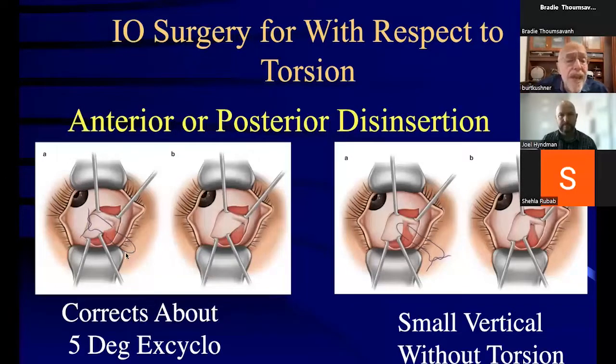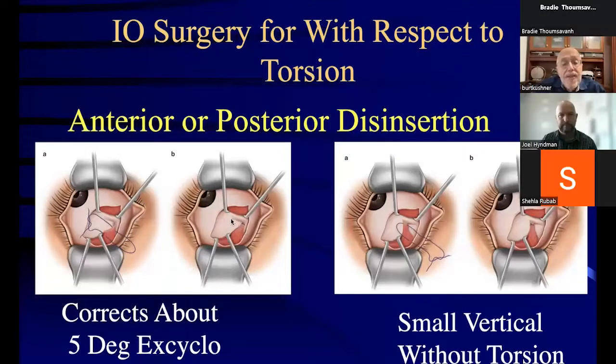So let's say you want to correct X-cyclo, but you don't want to weaken the elevating action of the inferior oblique. You can do this procedure, an anterior disinsertion, and this is how I do it. I first pass a suture through the anterior corner at the insertion, through the muscle, and I just whip it around the muscle. There's no suture in the sclera. I just whip it around like a lasso.